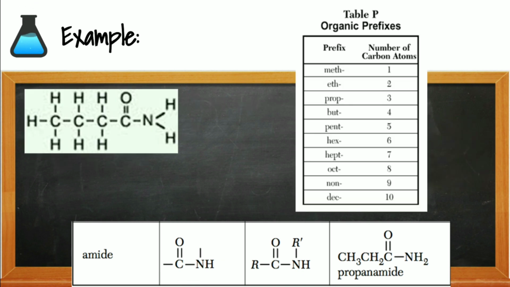So first we find the amide group, and then we're going to adjust our carbon chain length. There are 4 carbons here. So that prefix is but. So this is called butanamide.